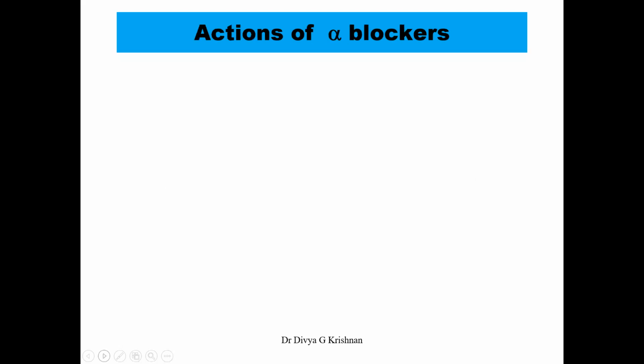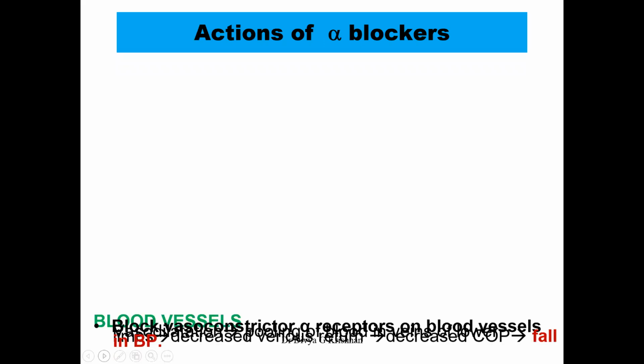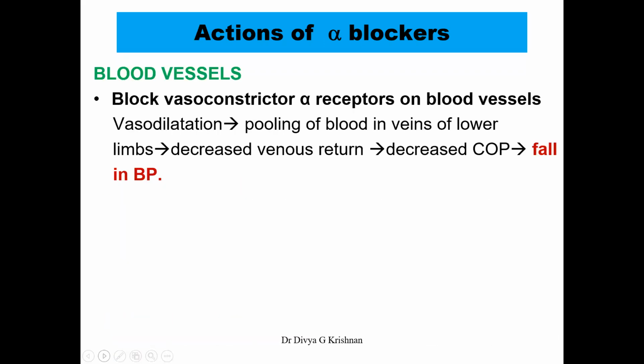Now let us see the actions of alpha blockers. First and foremost, the effects on blood vessels. It blocks the vasoconstrictor alpha receptors on the blood vessels, which leads to obviously vasodilatation. Because of the vasodilatation, there is a pooling of blood in the veins of the lower limbs. And when this happens, there is a decreased venous return. As a consequence, you have a decreased cardiac output, which leads to a fall in the BP.